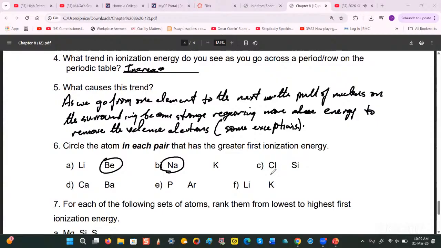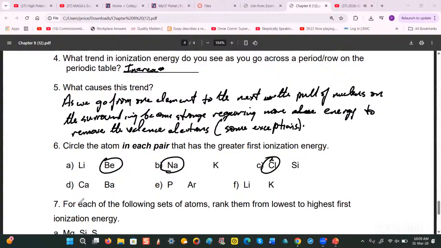Between chlorine and silicon. Okay, so where's chlorine? Chlorine is there. Would it be chlorine? Yes, that's it, chlorine. Because silicon is to the left of chlorine in the same period, right? So therefore, chlorine would be the answer in the case of C.